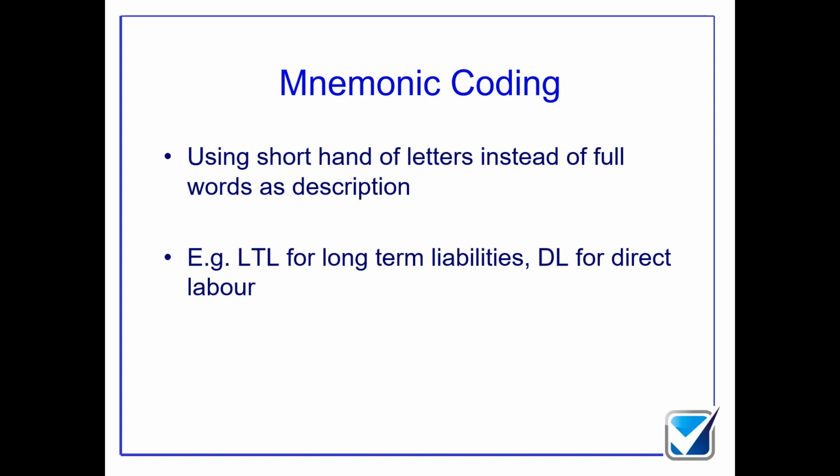So there are different ways that you can learn things. And a mnemonic is just using a load of letters together to give you a better understanding of something. So it just allows you to shorten it down. So mnemonic coding would include things such as LTL for long-term liabilities, NCA for non-current assets. It doesn't give you a huge amount of information because it doesn't tell you what type of long-term liability or what type of non-current asset, but it gives you a basic understanding of what's going on.